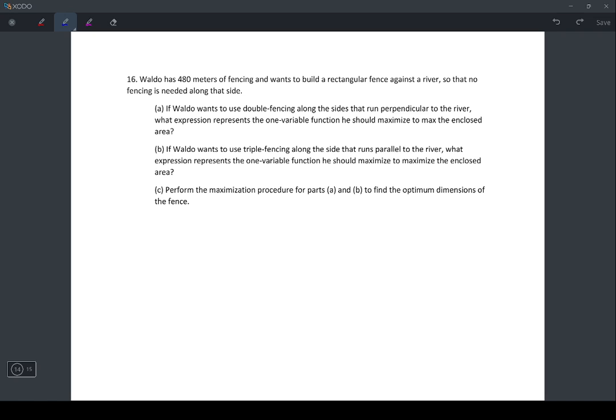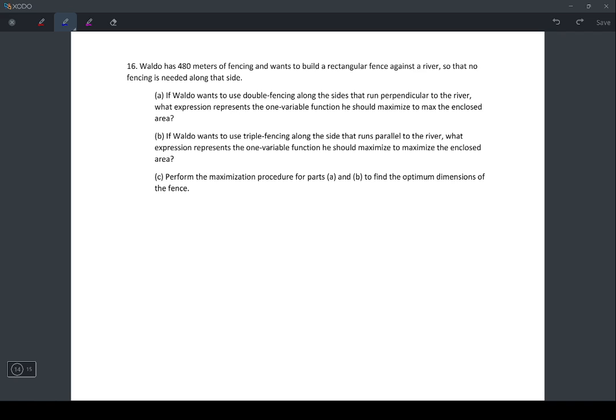And sometimes there's restrictions, like we're going to build the fence along a river, so you don't need fence along all four sides, or maybe you want double fencing along one side. There's all types of different formulations of this question. And in this version that's here, there's two different varieties. So in part A, this character, this Waldo guy, wants to use double fencing along the sides of the fence that run perpendicular to the river.